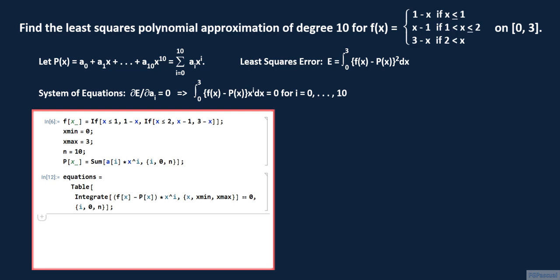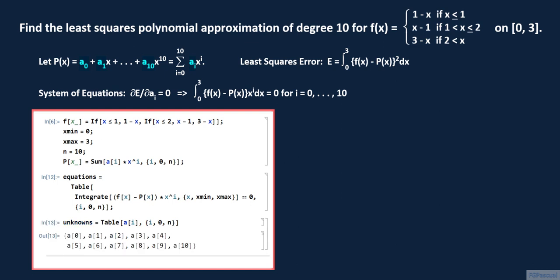Before we can solve these equations, we need to define what it is precisely we are solving for. The unknowns are the a sub i's, and they form a set of variables so that we use the Table command a second time. We'll name the set of unknowns simply as unknowns. Inside the Table command, we have a sub i, and i goes from 0 to n. We press Shift Enter to evaluate, and we have our list of unknowns. We tidy things up again, and we use our good friend the semicolon, and we evaluate.